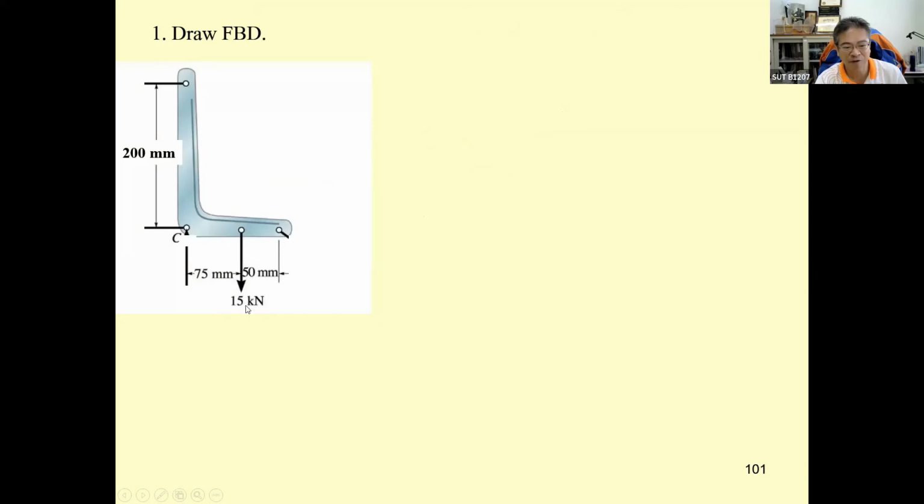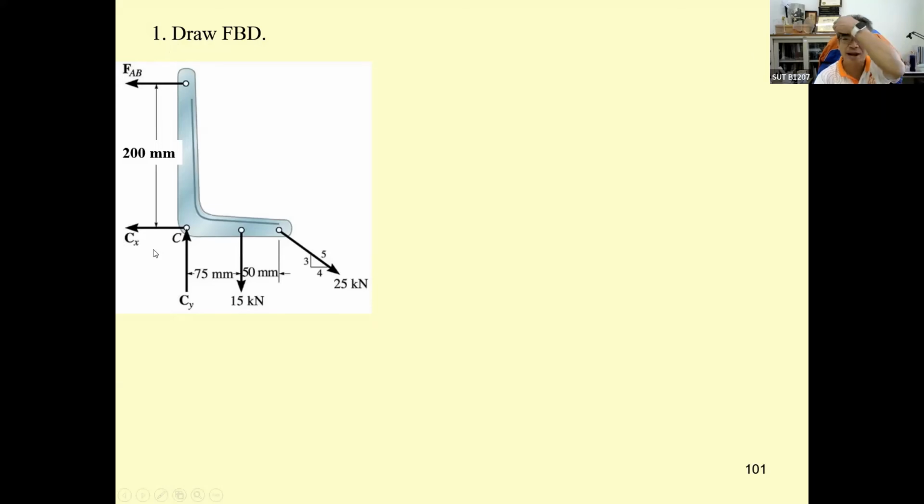Okay, applied force 15 kilonewton. This one 25 kilonewton. This one only F sub AB. And this one will have C sub Y and C sub X. Now, by doing this, we are going to find the F sub AB for the rod AB. And we're going to determine C sub X and C sub Y.